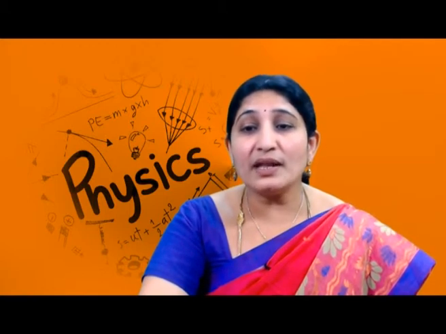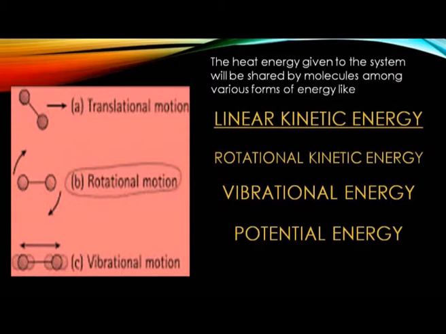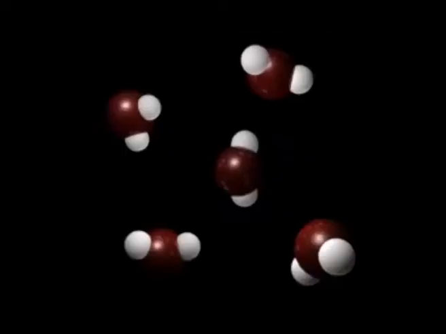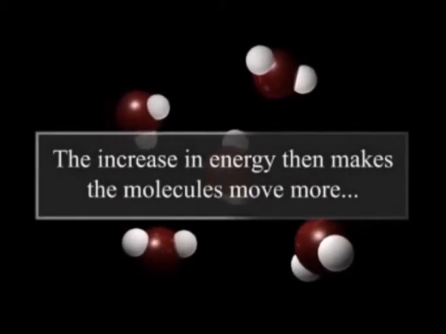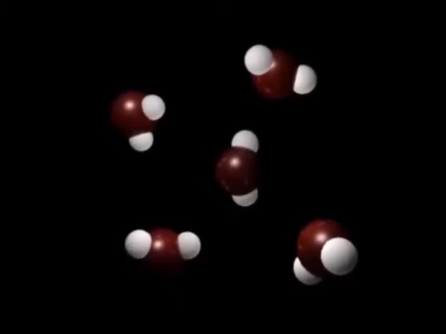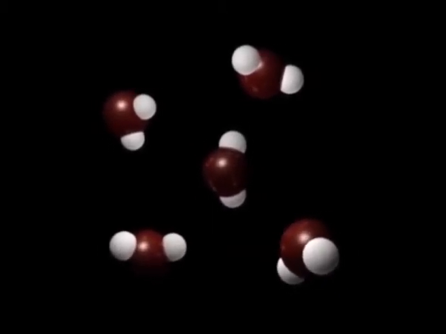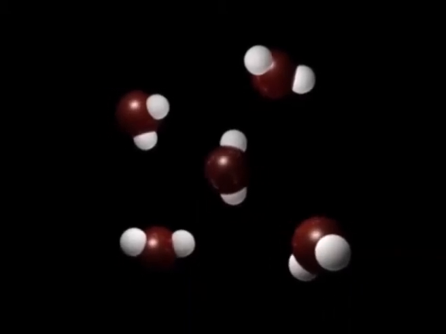Now let us discuss why the specific heat is different for different substances. The heat energy given to the system will be shared by molecules among various forms of energy like linear kinetic energy, rotational energy, vibrational energy, potential energy. In the given picture also you can observe the various types of motions also. But in those substances, heat is utilized for the increase of linear kinetic energy. In those substances only the specific heat values will be low.